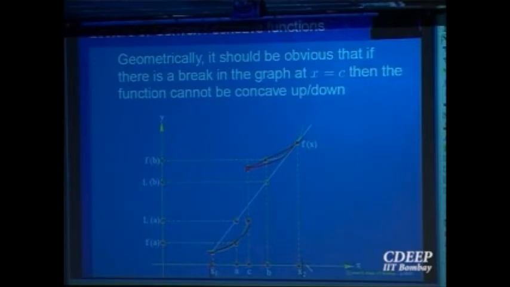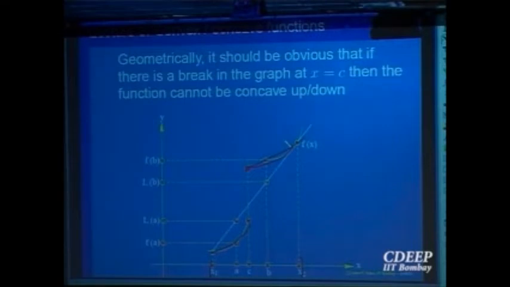Nothing is possible. You can't deduce anything, because if you take a point here, and a point on the other side and take the chord joining, on one side the chord will be above, on the other side the chord will be below. So you can't decide whether the function is concave up or concave down. That means this geometrically intuitive idea tells us that if a function has a discontinuity at a point in an interval, then in that interval it cannot be convex or concave.